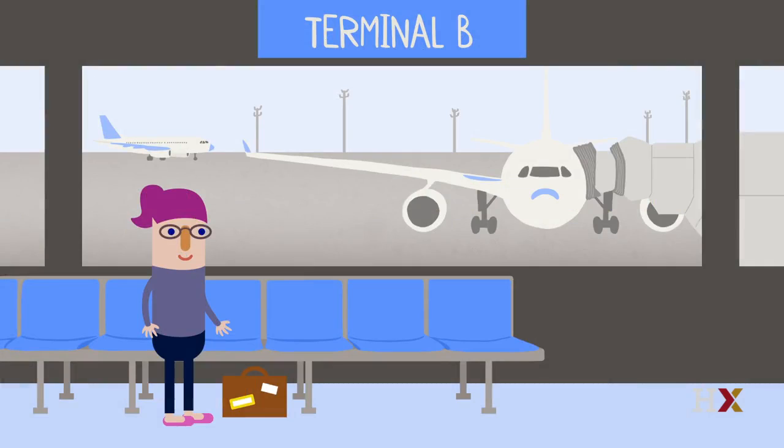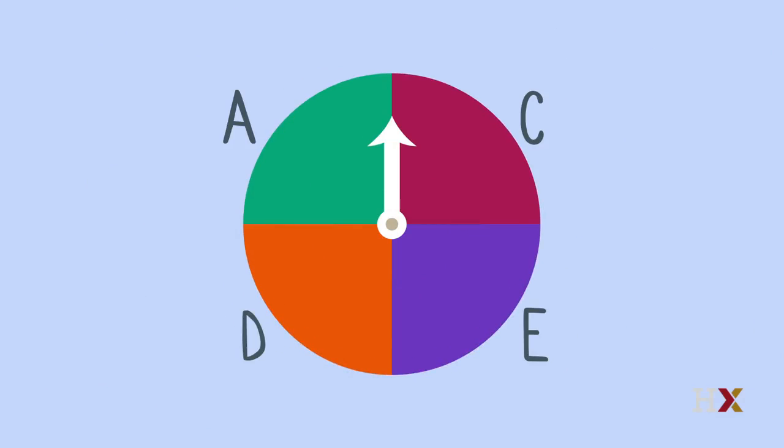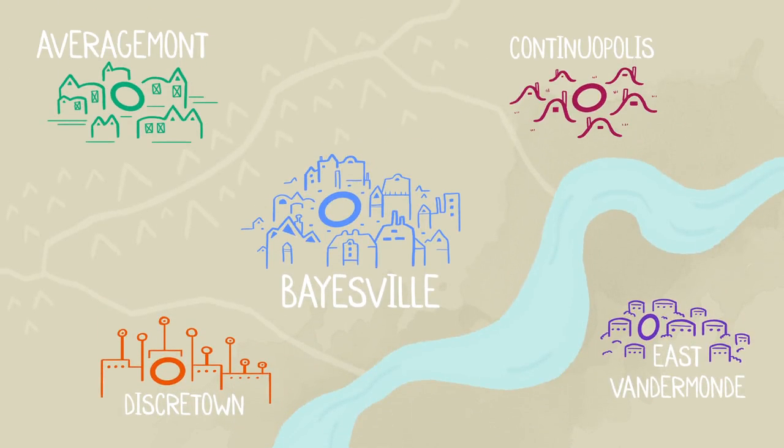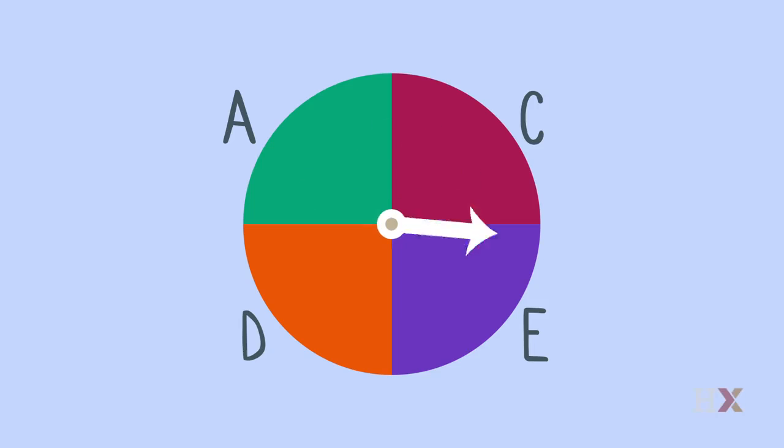Today, Anna is in Bayesville. She uses a spinner to pick randomly from all available cities with equal probabilities. Bayesville is a major hub and has direct connections to all the other cities. The spinner lands on Averagemont, so that is her next stop.